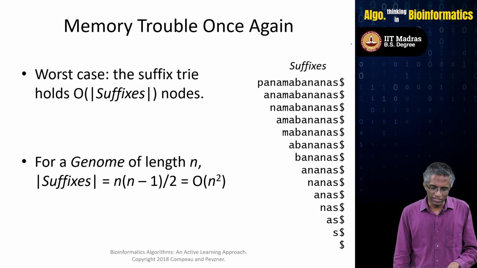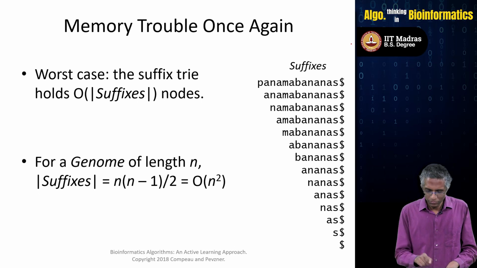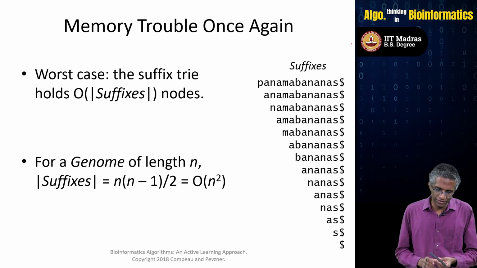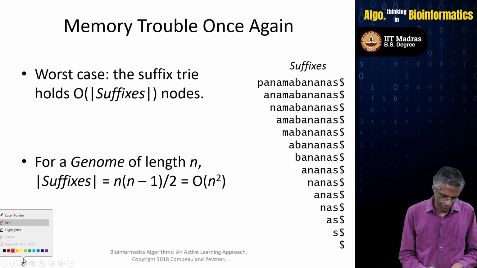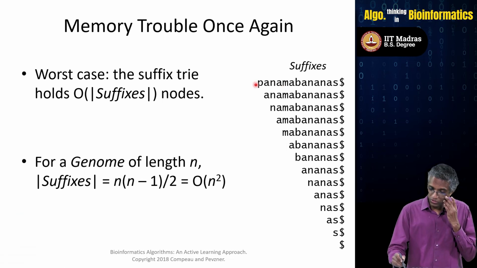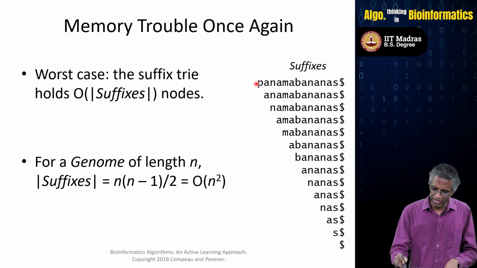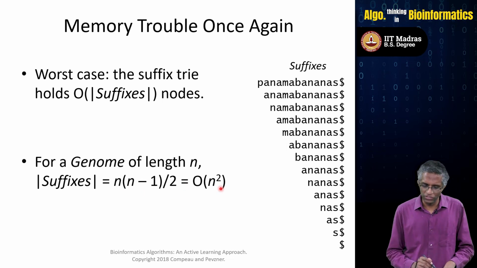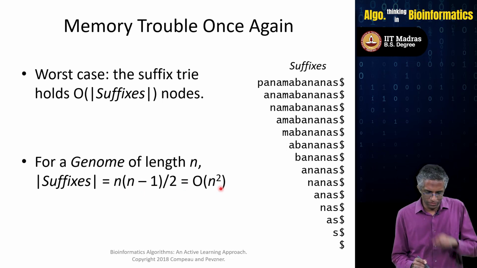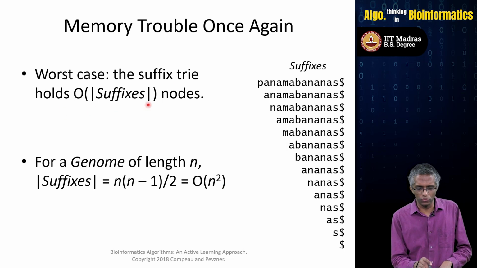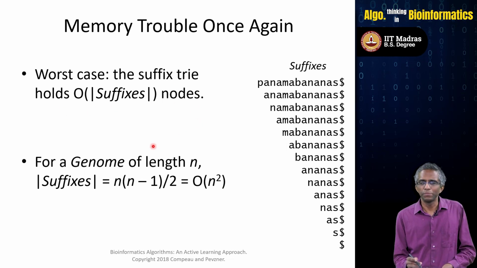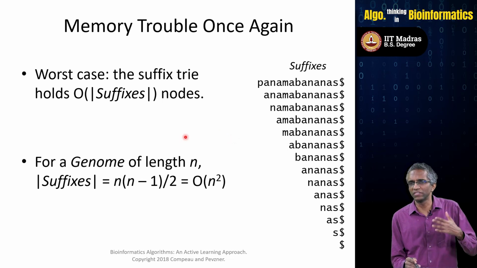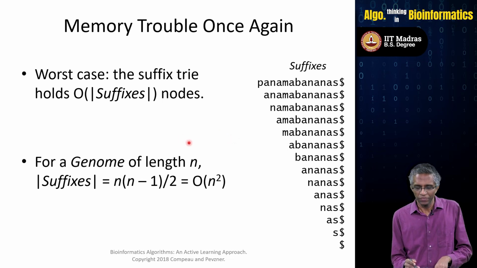So it will be quadratic in the size of the genome, and that is what is shown here. You are storing all of these suffixes, and this is n plus n minus 1 plus n minus 2 plus n minus 3 plus all the way to 1, and that is going to be n into n minus 1 over 2, which is order of n squared. Okay, so in the worst case, the suffix trie holds order of n squared nodes. Even though it makes it easier to scan patterns against a single suffix trie constructed from the genome, this size is really prohibitive.